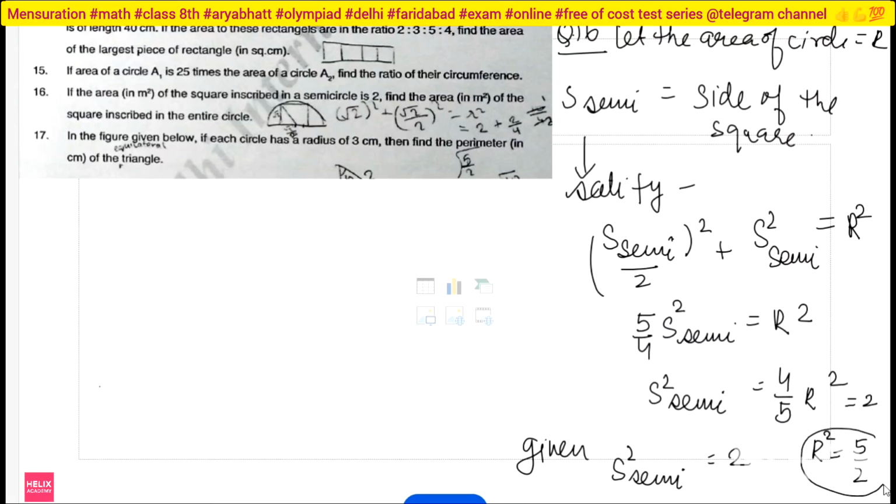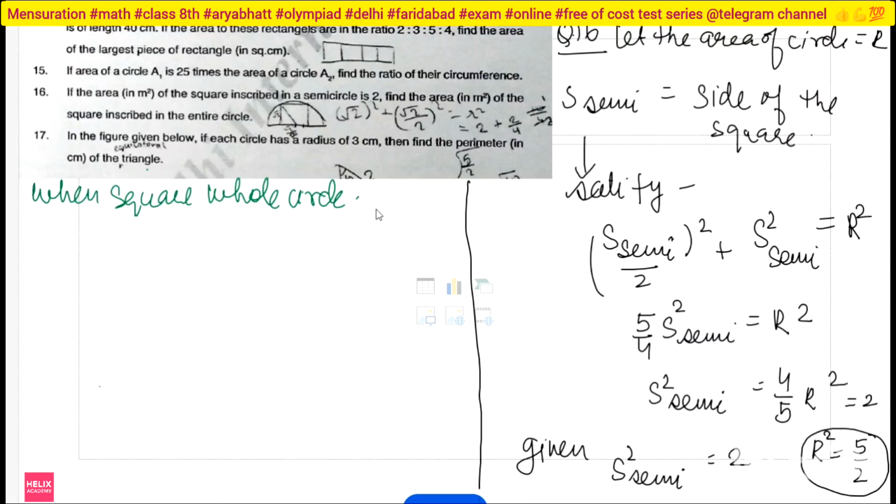Now the square is inscribed in the entire circle. They are saying the square is inside the whole circle, so the diagonal of the square is the diameter. Clear? So I will say the side will be the diagonal. Now when the side will be the diagonal, then it will be the diameter. Diameter is equal to 2r.